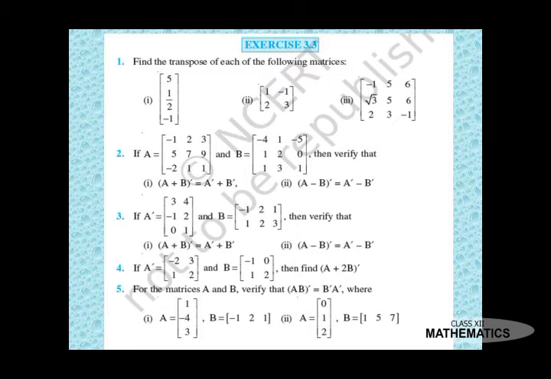Look at the second question. A, B is given to you. You have to verify that A plus B the whole dash is equal to A dash plus B dash. That means you have to apply the property. This property is already discussed in the previous class. आराम से कर सकते हैं. Third भी वही बता रहा है. देखिए, इसमें भी आपको property ही लिखना है. Okay.